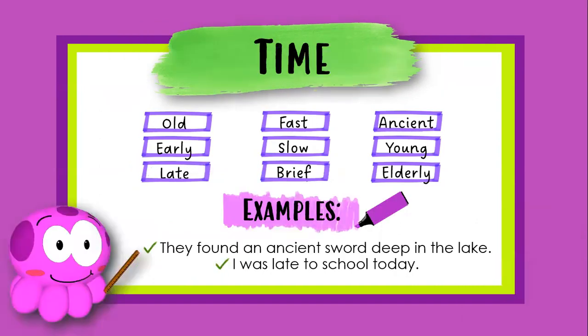We can also use adjectives for time. For example, old, early, late, fast, slow, brief, ancient, young, elderly. Some examples can be, they found an ancient sword deep in the lake. So in this case, we're describing the sword, okay? Means it's very, very old. Or I was late to school today. So the word late is describing how I got to school this day in particular.